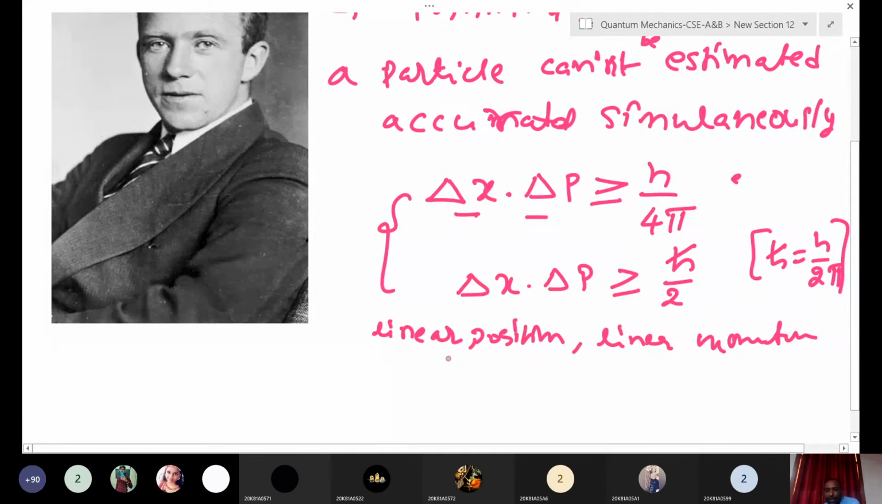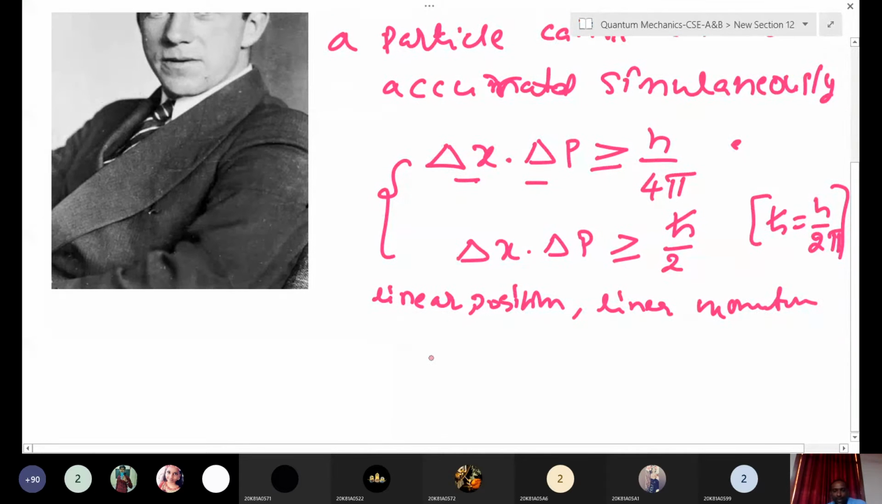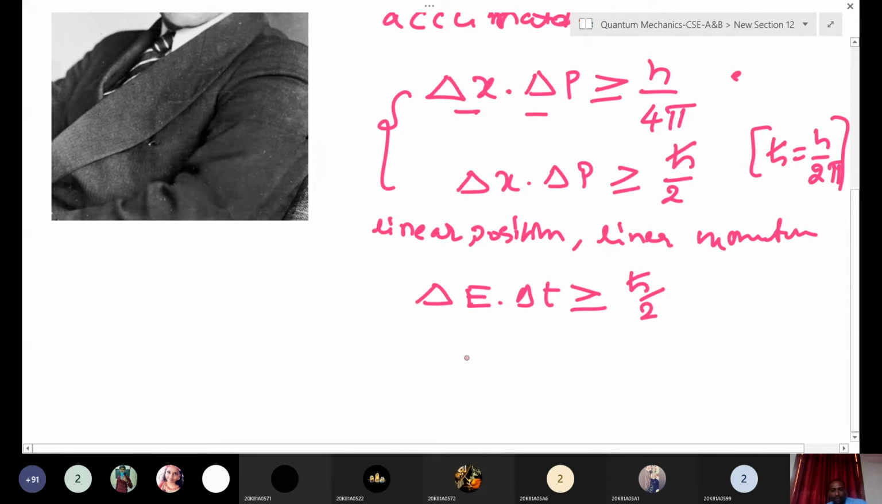This same condition is also possible for energy and time: delta E and delta T greater than or equal to h cross by 2, or h by 4 pi, whatever you write. And another case is also possible: delta J, angular momentum, and delta theta, angular displacement, is greater than or equal to h cross by 2.